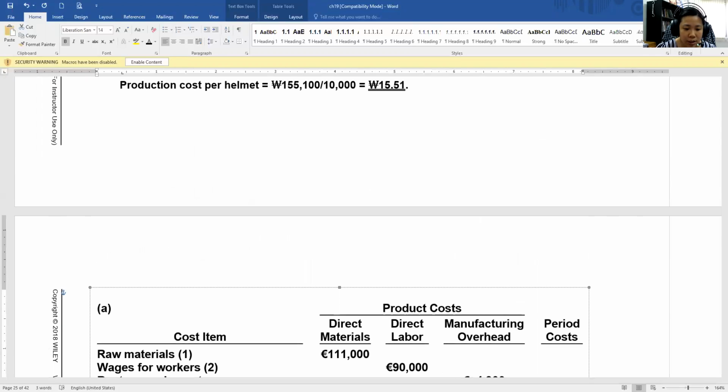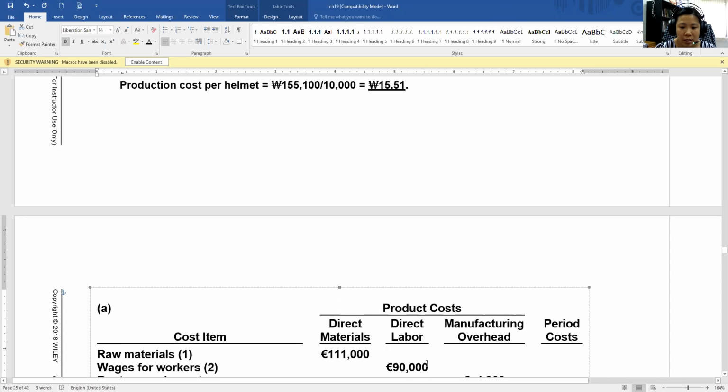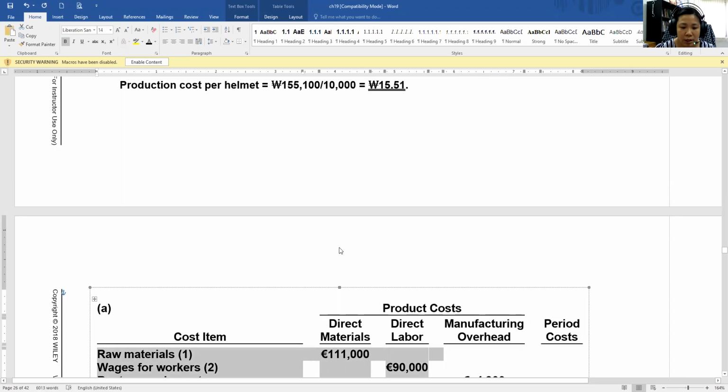Okay, now the next one talks about the wages. The wages of the worker on the production line is 12 euro per hour, and then it says it takes 5 hours to complete. Okay, so how much would this one be? It will be under direct labor, so it would be 90,000. How did we get that? It's because 12 euro per hour times 5 hours per unit, and then we have 1,500 units, so it would be 90,000.